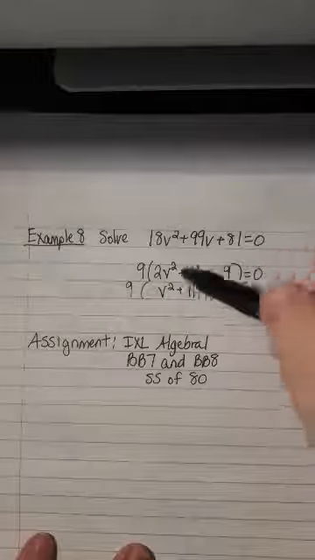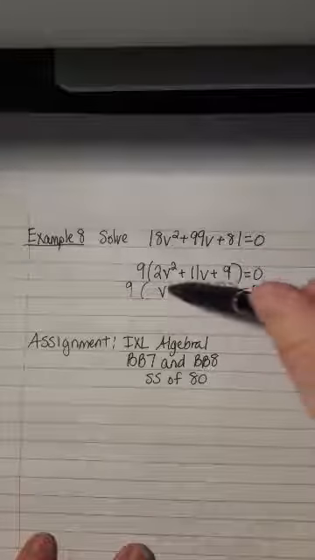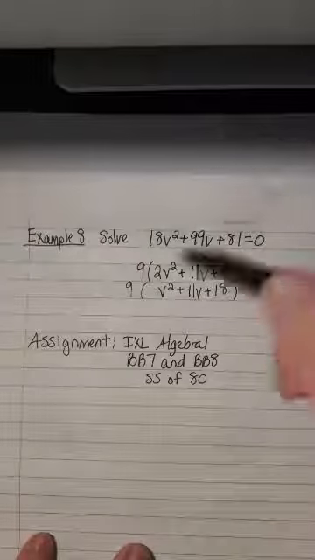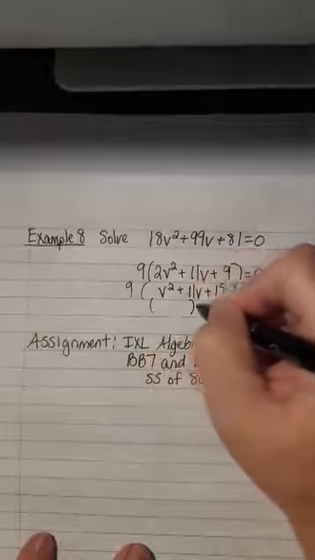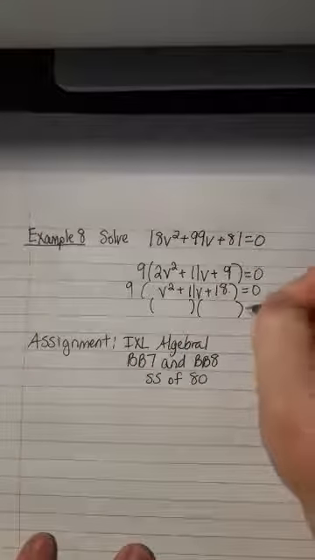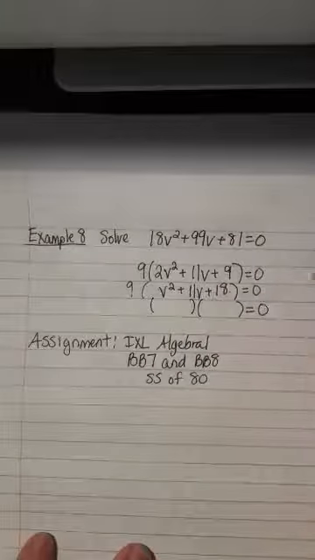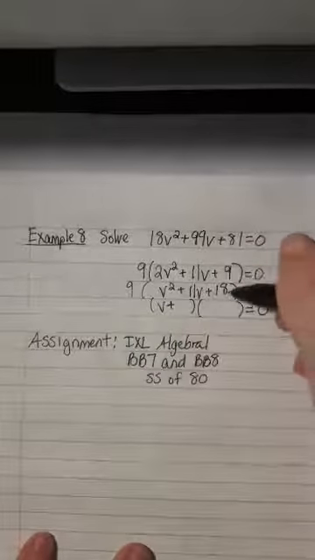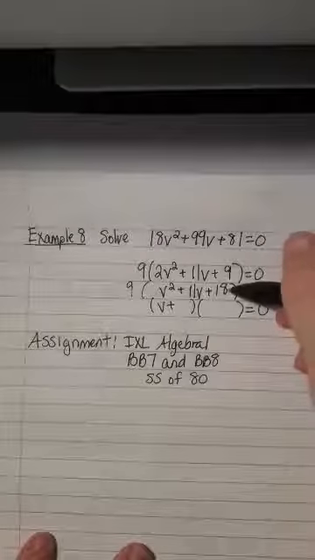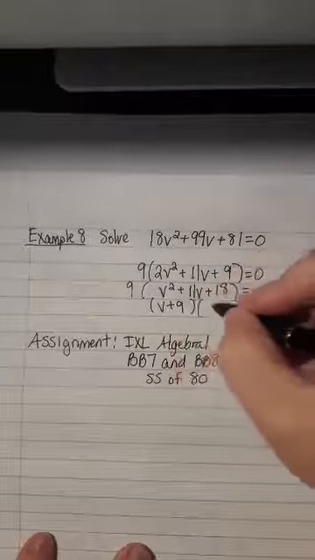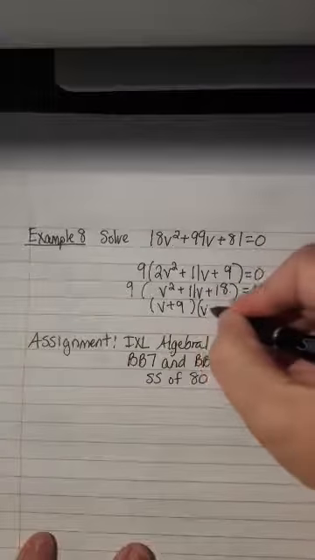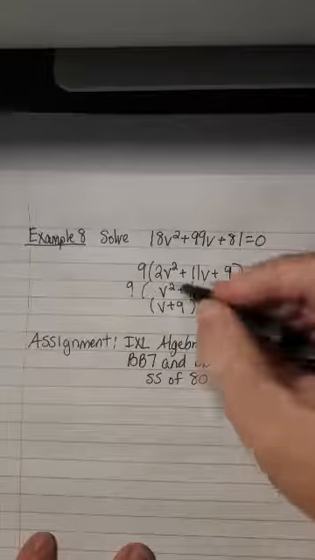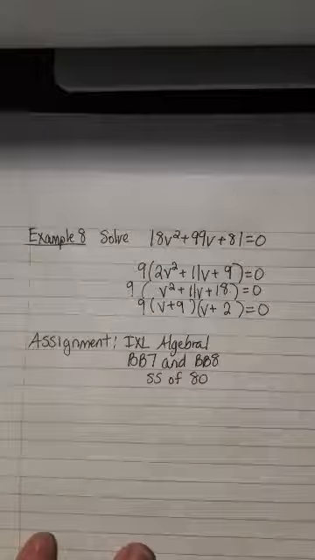All right, so now I'm going to factor this easy trinomial. When you factor that, you have 2 parentheses. And that's going to be v plus, remember, you're looking for the factors of 18 that add up to be 11. So that's going to be 9 times 2. So v plus 9 and v plus 2. And just bring that 9 down front.